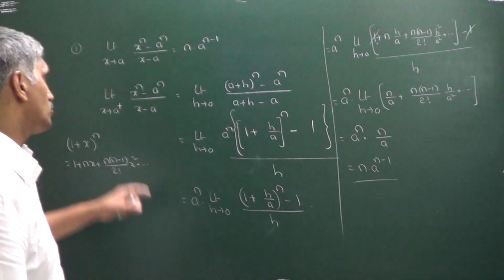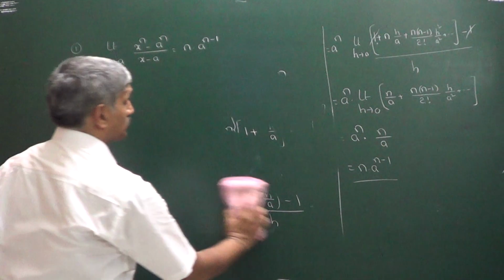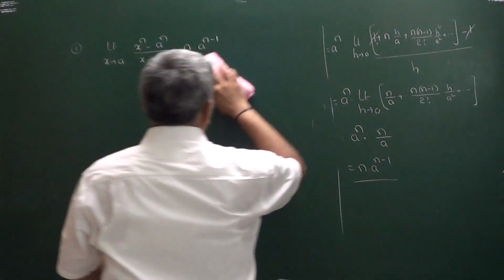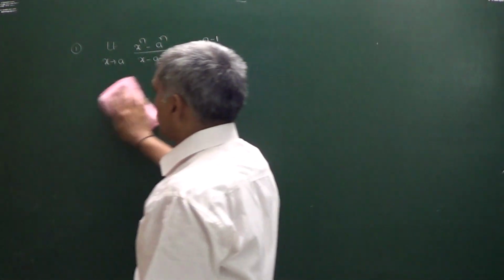So limit x tends to a of (x power n minus a power n) divided by (x minus a) is equal to n into a to the power of n minus 1.